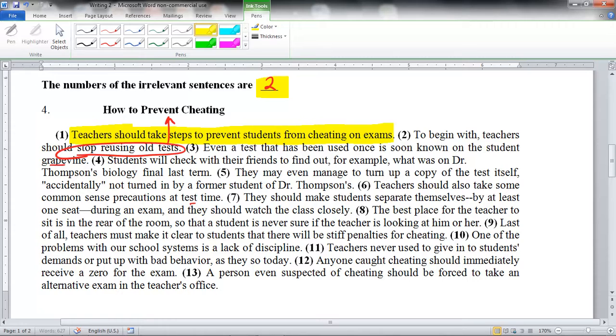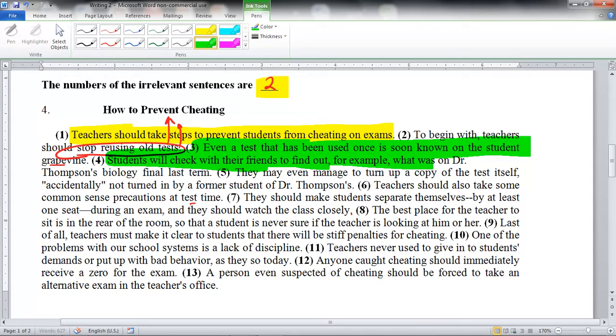Okay, well, let's go back and find the 2 sentences that don't belong. Teachers should take steps to prevent students from cheating on exams. To begin with, teachers should stop reusing old tests. That supports, as we said before, each test that has been used, this explains why. The next sentences explain why a teacher should not use old tests. Even a test that has been used once, okay, the students will find out about it. Students will check with their friends. This is still a continuation of the explanation of why you should not use the old test.